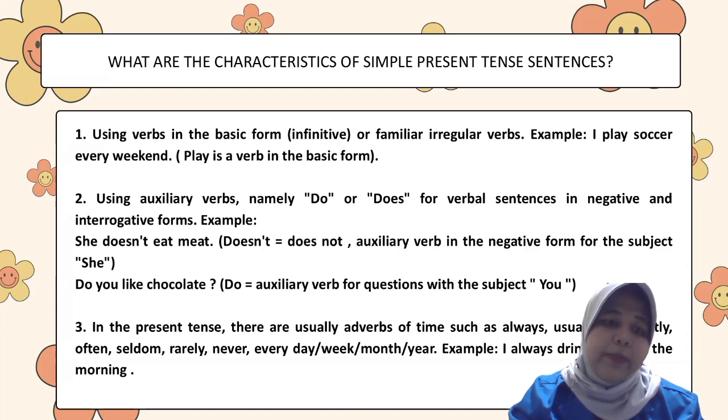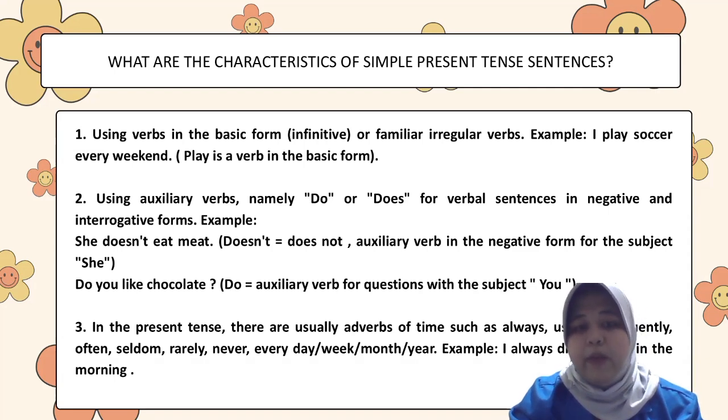Three. In the present tense, there are usually adverbs of time such as always, usually, frequently, often, seldom, rarely, never, every day or every month or every week or every year. And the example is, I always drink coffee in the morning.